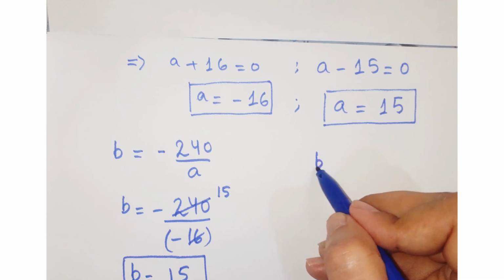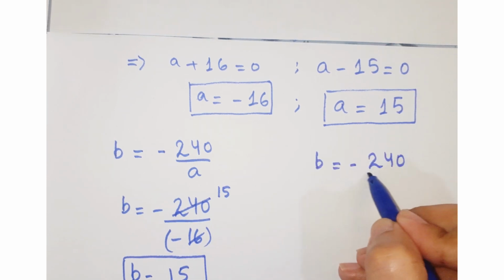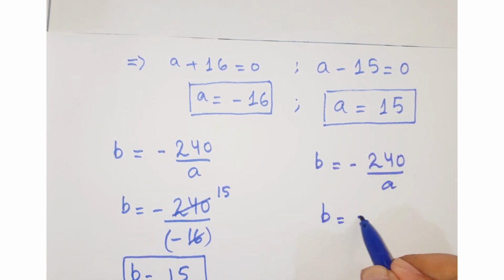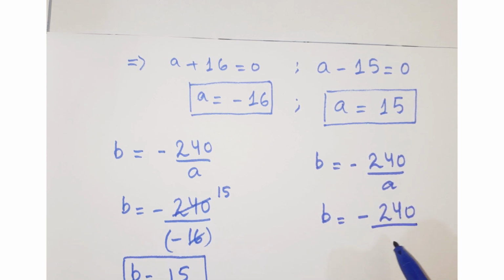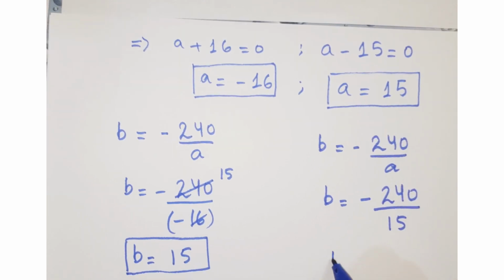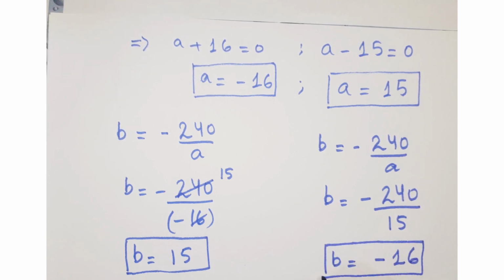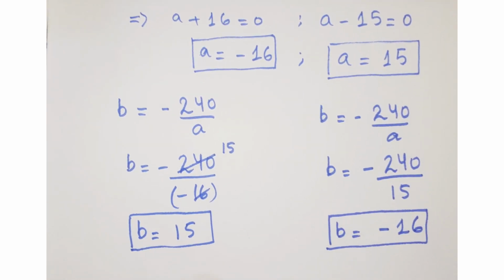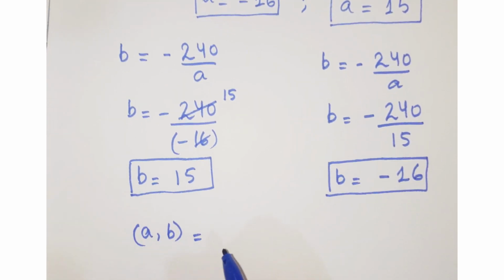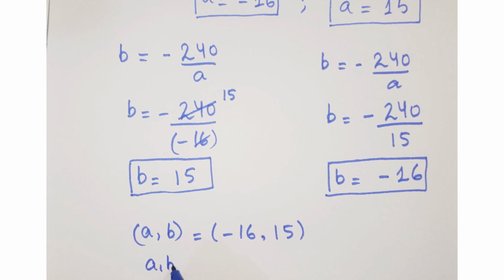Similarly, here b is equal to minus 240 upon a. Put the value of a here. So b is equal to minus 16. So let's write the solution set. That is a comma b is minus 16 comma 15 and a comma b is 15 comma minus 16.